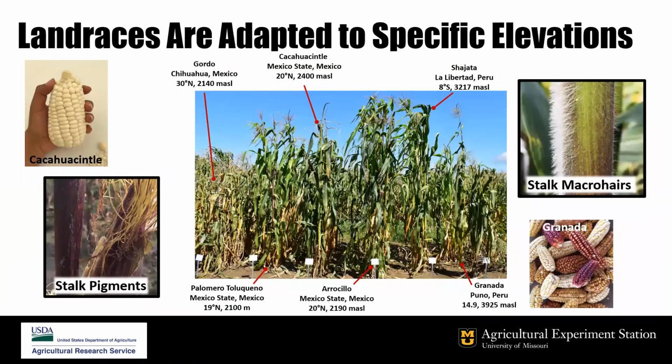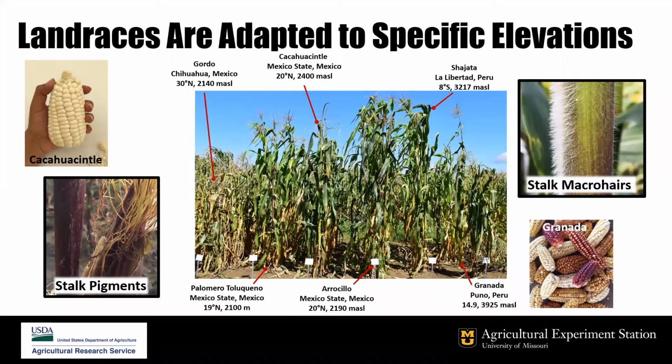So in addition to being adapted to different day lengths, landraces are also adapted to specific elevations. When we drive around in Mexico and South America, as you go up into the mountains, suddenly you'll notice that all the corn stalks are purple in the ear zone. And here are some landraces that are adapted to the highlands, showing here in the picture, and you can see the purple corn stalks. And you can see the stalk pigments that are in the ear and the stalk in that area. And there are also macrohairs, or hairs that are on the corn stalk as well. These are clearly adaptation traits, but the exact mechanism for how these traits confer adaptation is really not clear at this point. And so we have a grant to study highland adaptation.